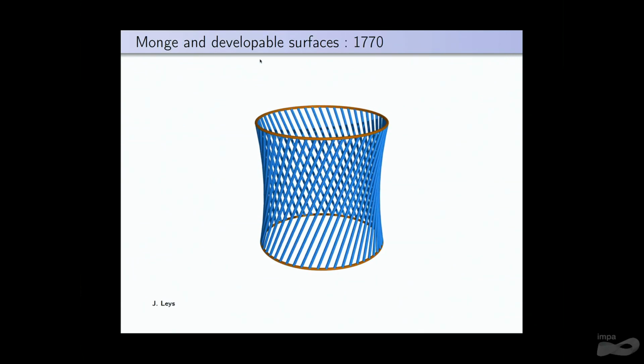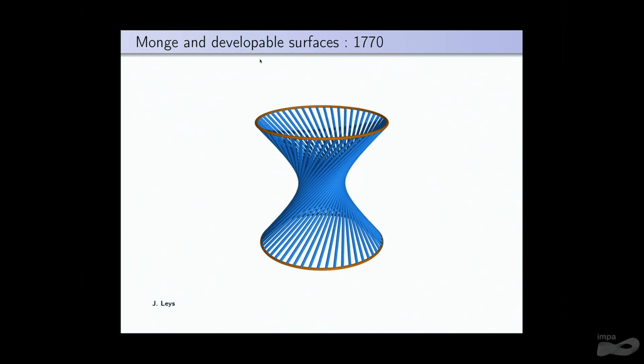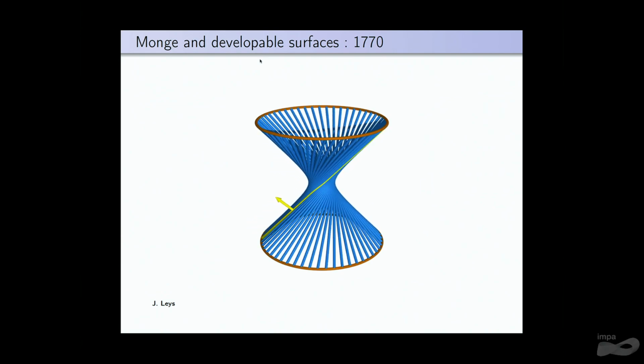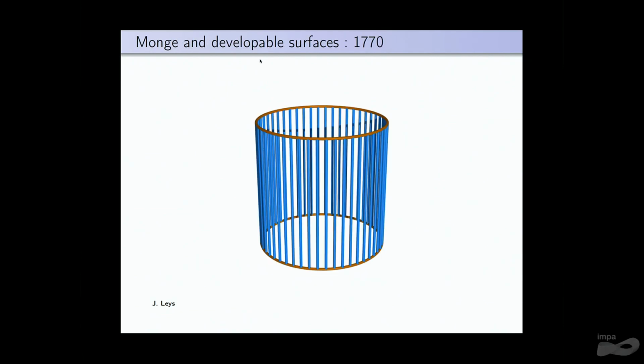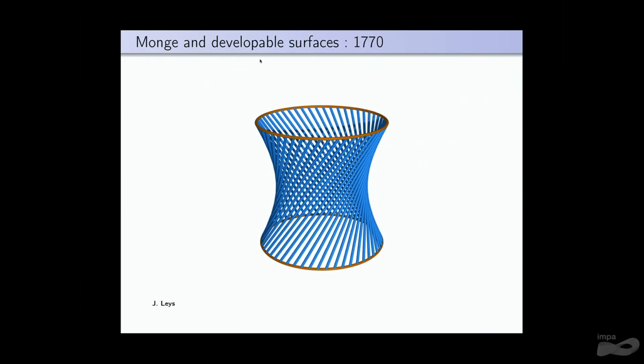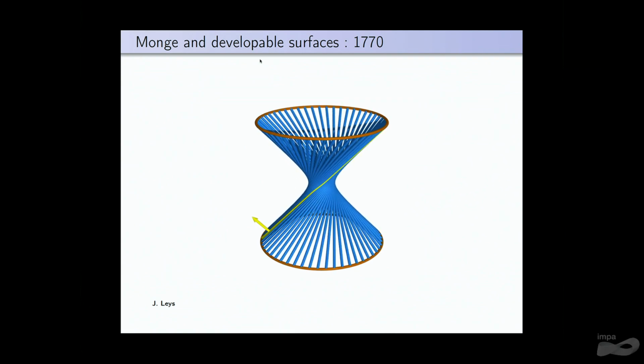You can see, for example, the hyperboloid like that is ruled, but it's not developable because you can see that the tangent to the line is moving when you go along the straight line. So this is a ruled surface which is not developable.